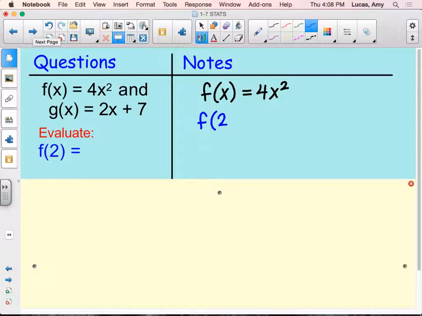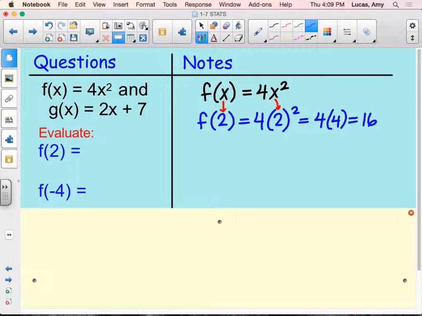If you compare the f of x to the f of 2, what I'm hoping you can visualize is that where the x was in the function notation, it was replaced with the number 2. So the letter x was replaced with the number 2, so on the other side of our equation, we need to do that same thing. Replace the other letter x with a 2, and then evaluate it using the order of operations. 2 squared is 4. So 4 times 4 is 16. So f of 2 is equal to 16.